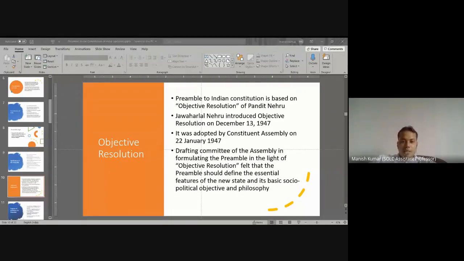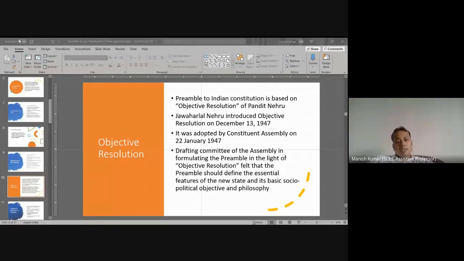The drafting committee of the assembly, in formulating the preamble in the light of the Objective Resolution, felt that the preamble should define the essential features of the state. What are the features of the state? They must be defined in the preamble, along with its basic socio-political objective and philosophy.